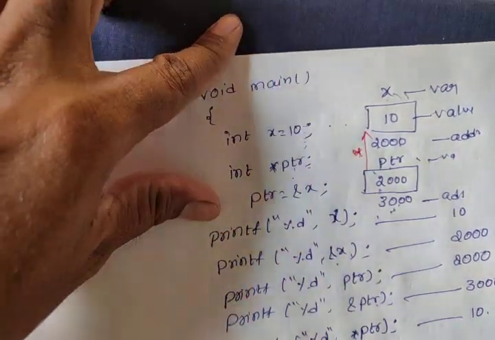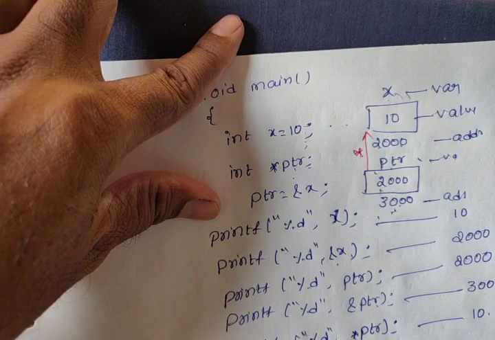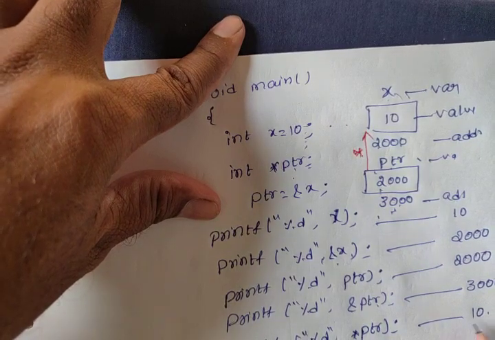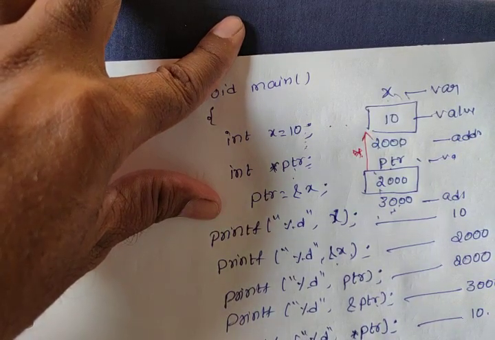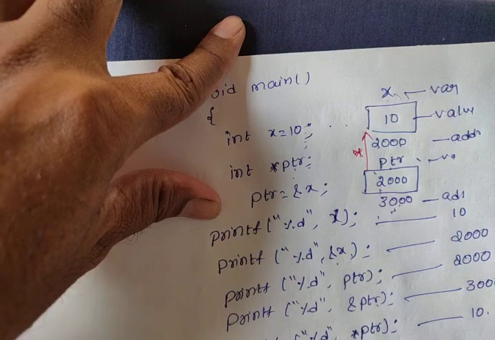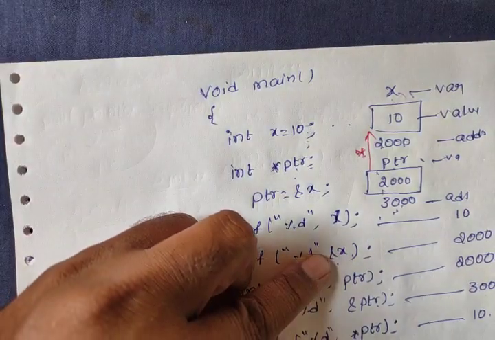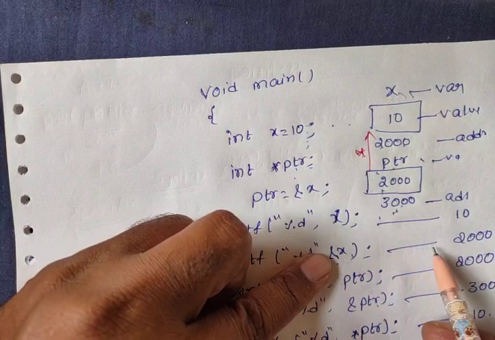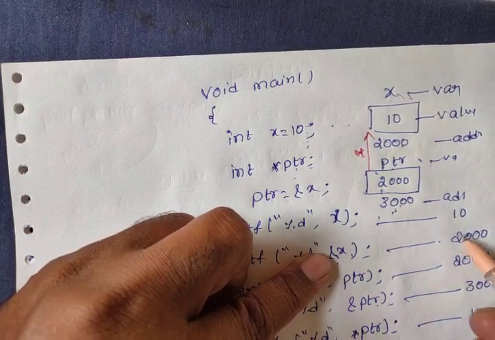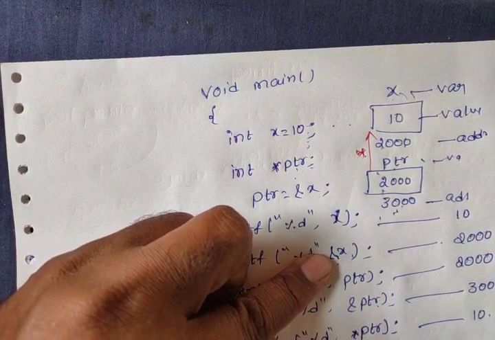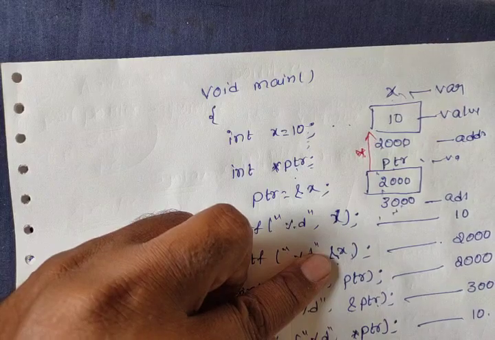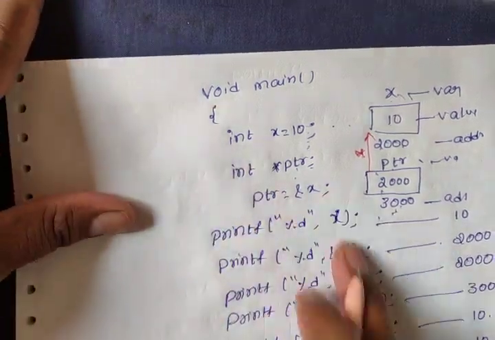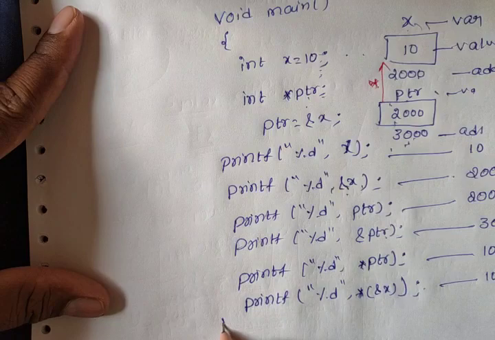Then after that, now we will take one more simple example, another way to access the 10 with the help of x. That means printf %d comma, now I am taking ampersand x. What does ampersand x mean? Here it is 2000. I want the value at 2000, so I use the star, and it also gives 10. So this is the way of representing our pointers.